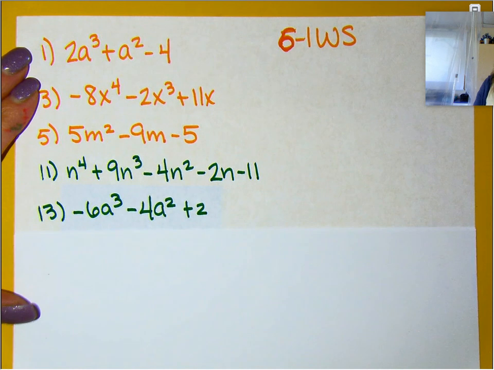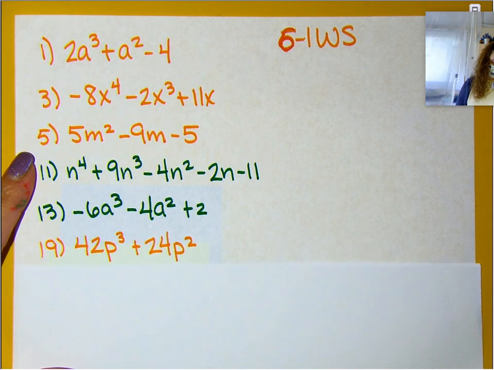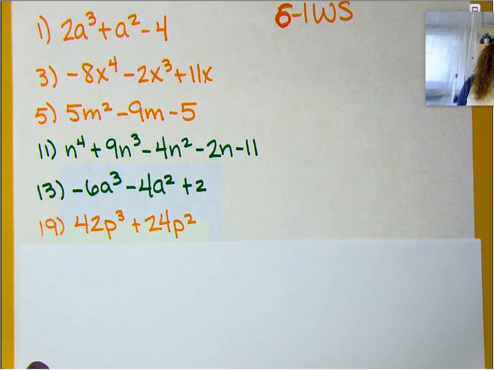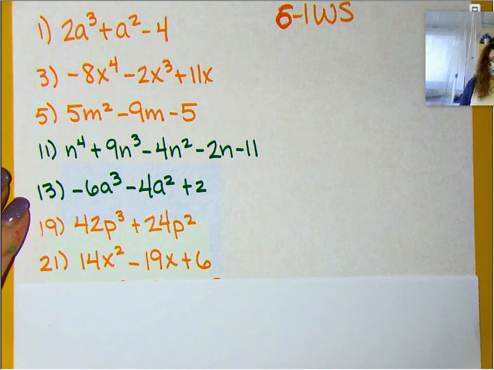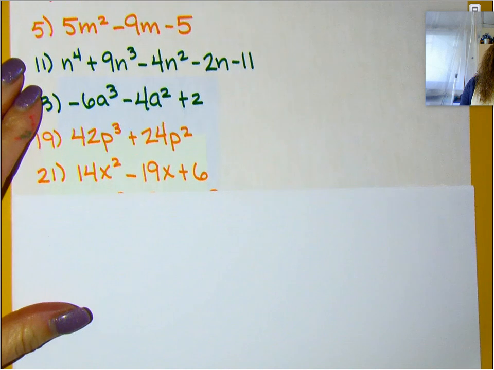All right, number 13 is negative 6a cubed minus 4a squared plus 2. Again, I'm just giving you some of the answers. Jump down to 19. 42p to the third plus 24p squared. 21 is 14x squared minus 19x plus 6.